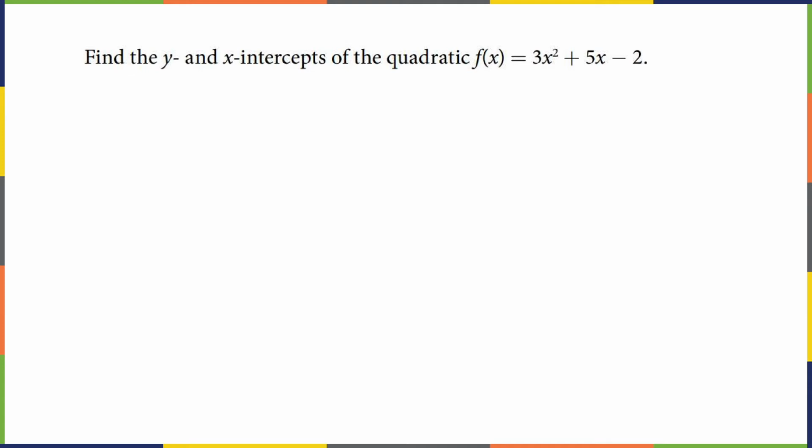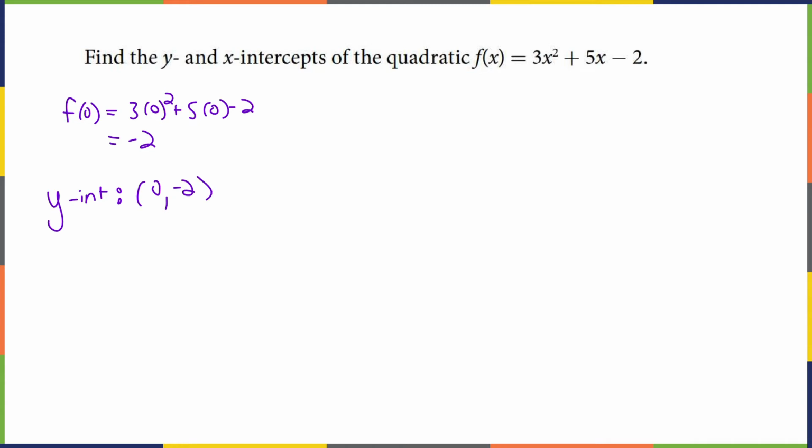So the y-intercept's the easier one to find, so I'm going to go ahead and start with that. I'm going to plug in 0. That gives me 3 times 0 squared plus 5 times 0 minus 2, which is negative 2. That means my y-intercept is the point (0, negative 2). Again, don't forget to write it as a point.